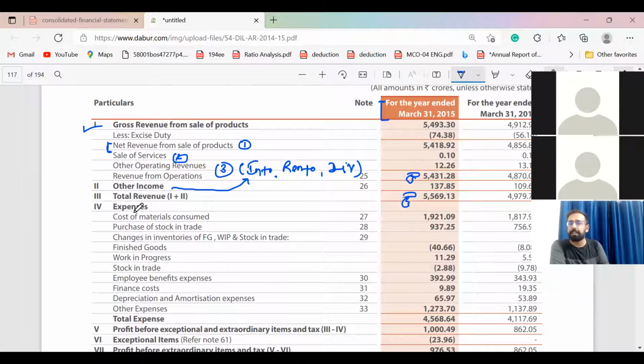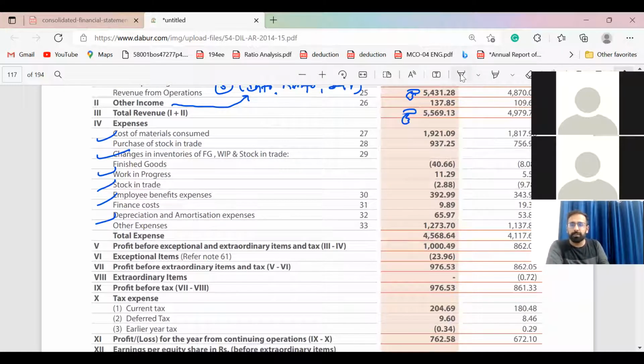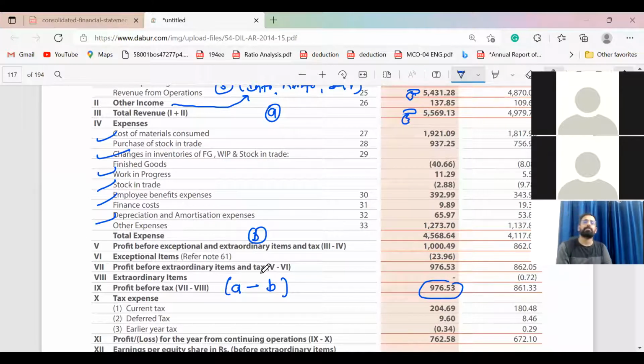After that, they are recognizing expenses. So here expenses include cost of material consumed, purchase, work in progress, stock in trade, employee benefit, depreciation, etc., right? So they will do the total of all expenses, and here you can see the total of expense is given. So let's suppose our total revenue is A and total expense is B here, right? Now, if we want to calculate profit before tax, we will take A and reduce it by B, right? So here we will get profit before tax. I'm ignoring extraordinary items and exceptional items, right?